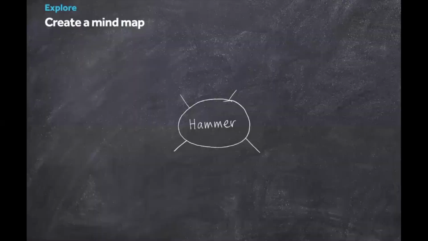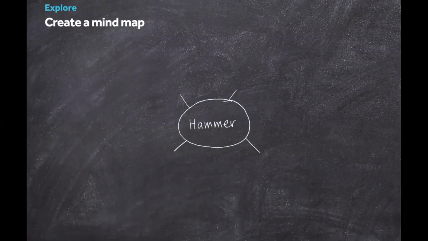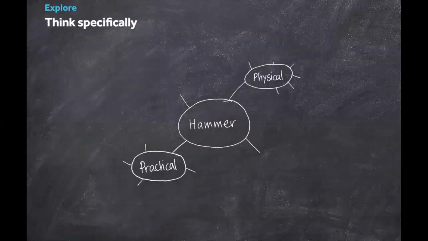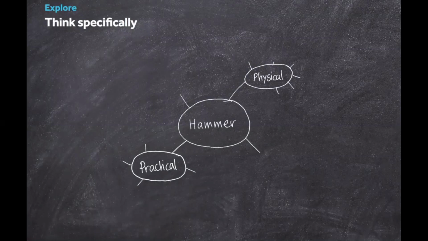So if we take hammer, I want you all to create a mind map for your own business, product or service. So, at the center of that, just write down what the product is, what the service is, and then start to think very specifically about it. It could be the practical things, the physical things, all the obvious stuff really, but go beyond just your product and service.